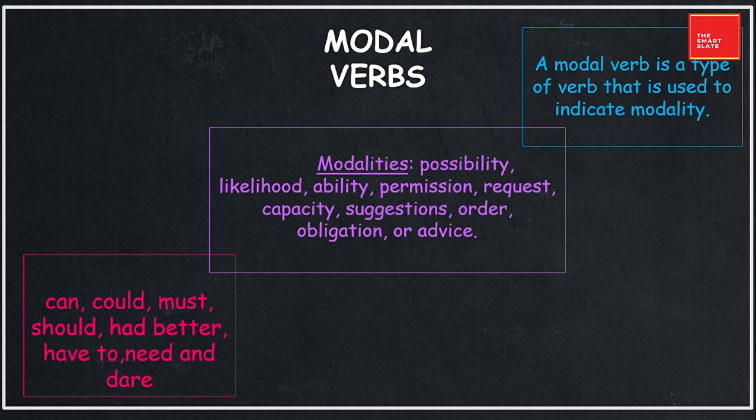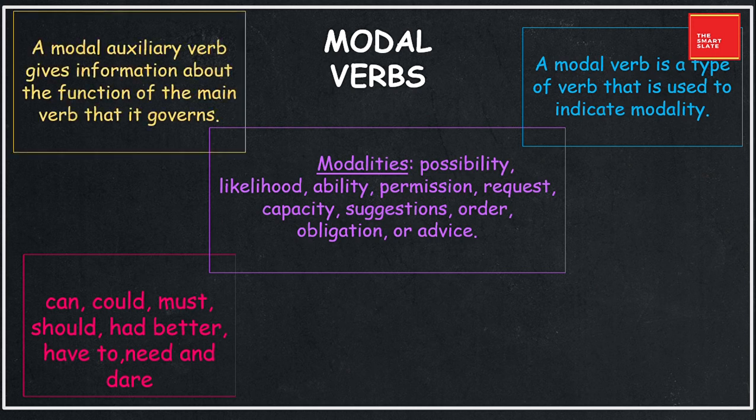Action verbs accompany modal verbs. In order to complete a sentence, modal verbs are necessary, and other verbs accompany modal verbs. Usually we have gerunds and infinitives. A modal auxiliary verb gives information about the function of the main verb that it governs. That means if I say I can perform well, here can is the modal auxiliary verb which is giving information about the main verb. The main verb is perform. What can I do? I can perform well. So perform is the main verb.